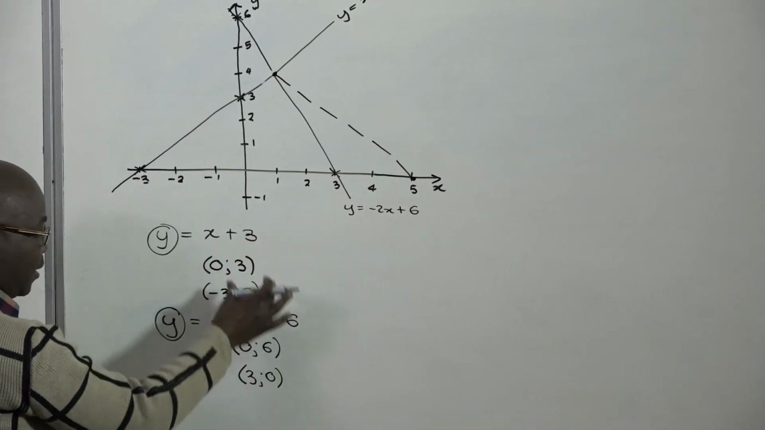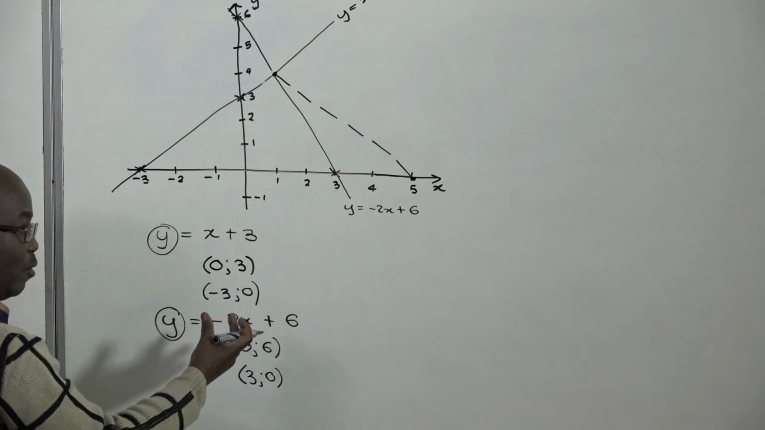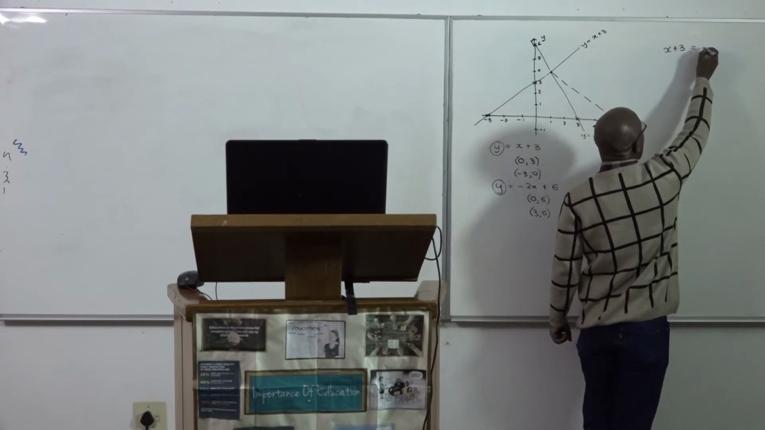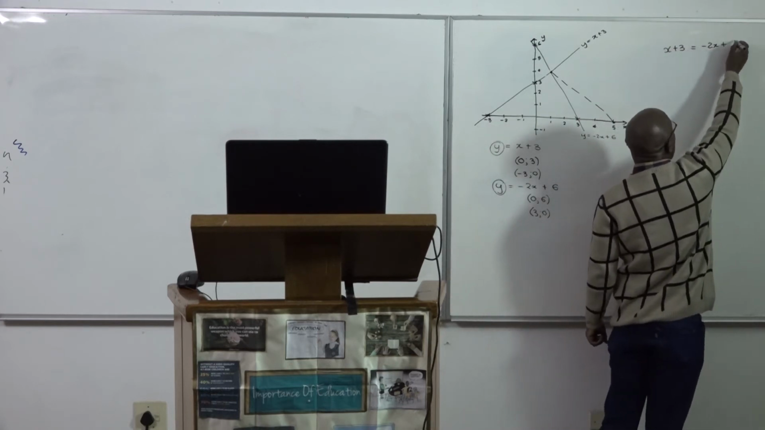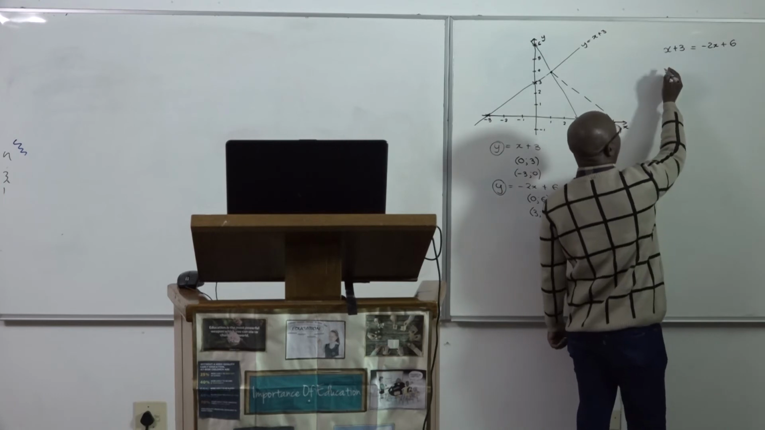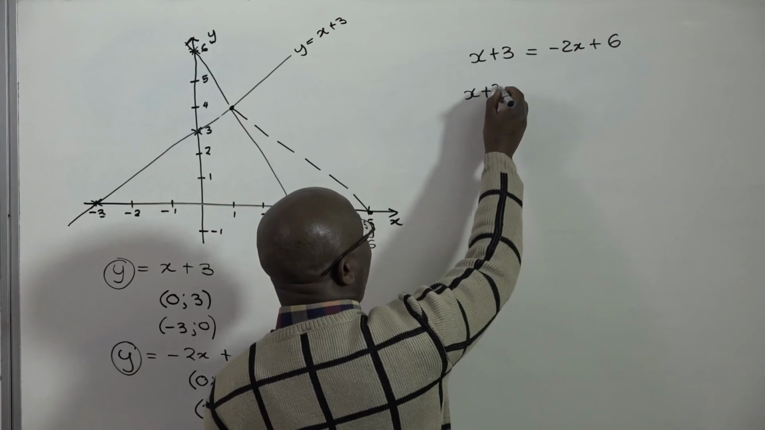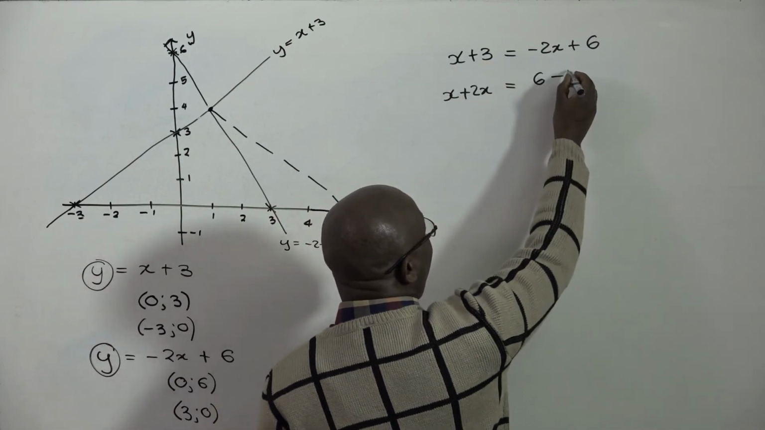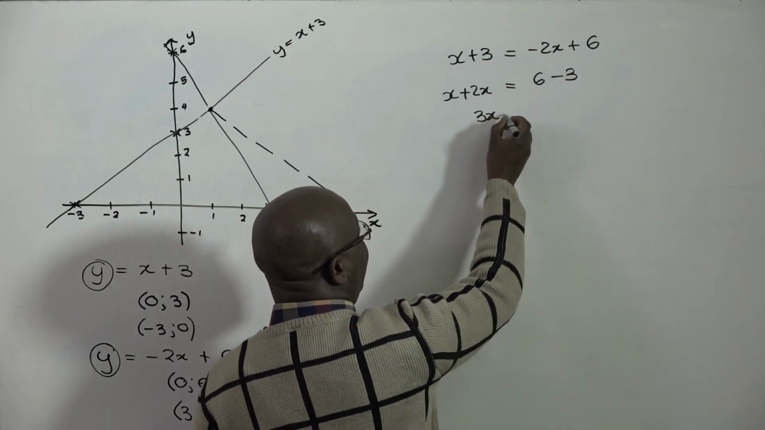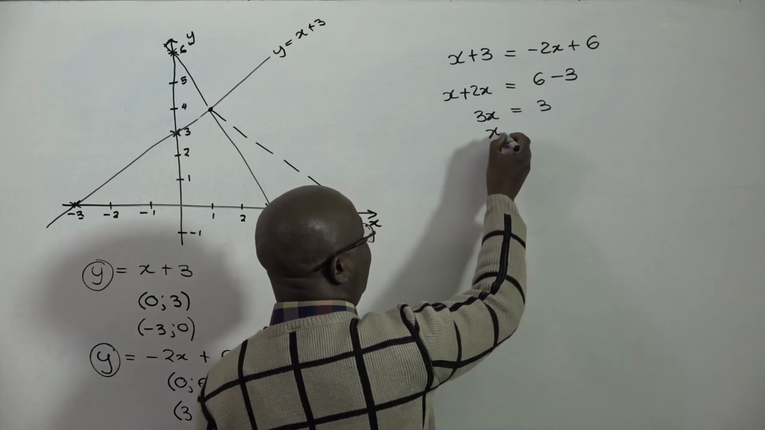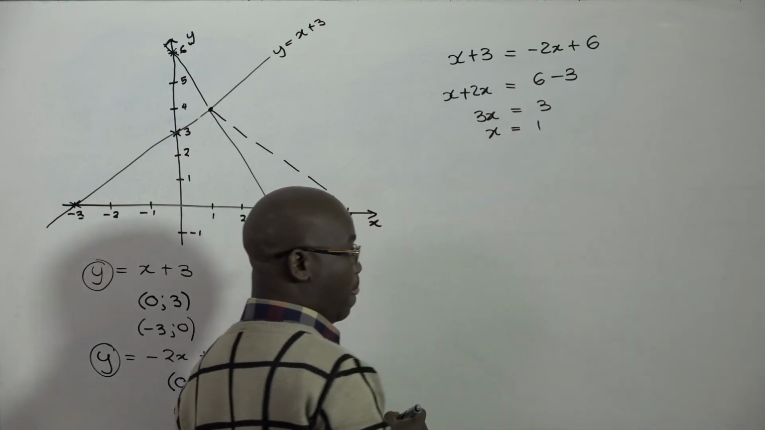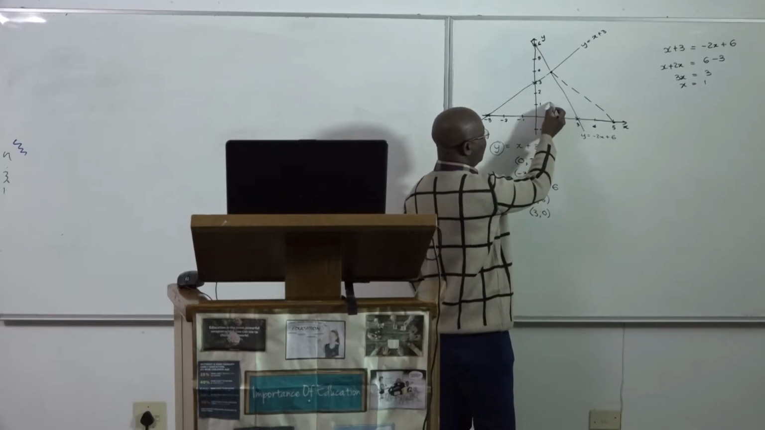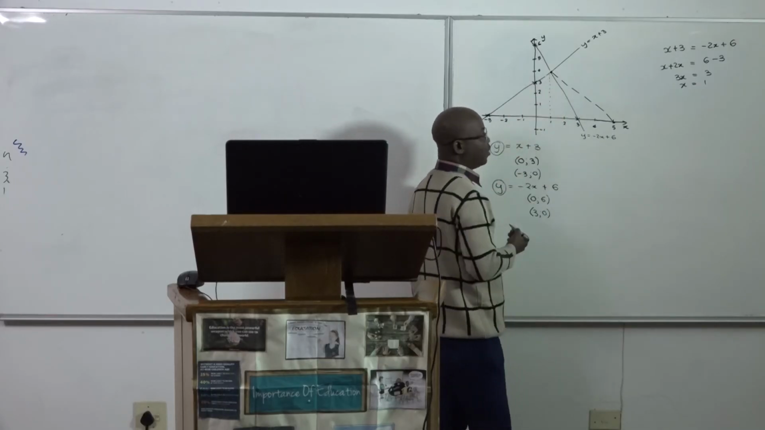So we can equate these two to determine the x component, which means x plus 3 is equal to minus 2x plus 6. If we bring the 2x this side, it becomes x plus 2x is equal to, we keep the 6, we bring the 3, it becomes negative. 3x is equal to 3, therefore x is equal to 1. So we now know that our x value should be 1. And I think roughly from our sketch, it should agree.